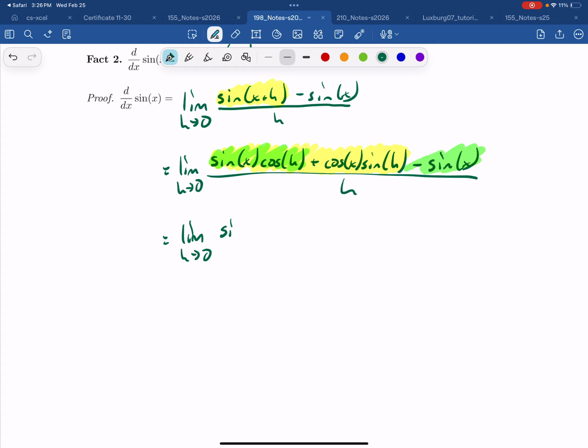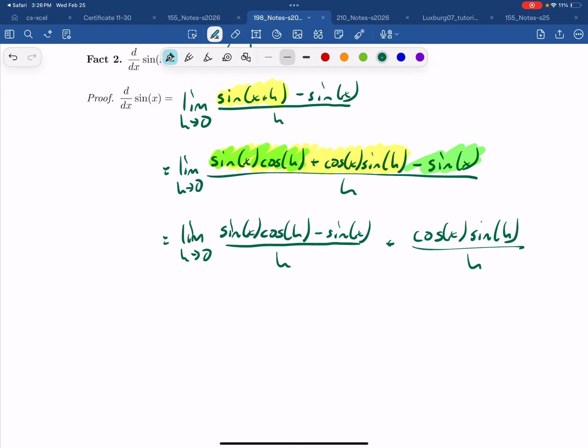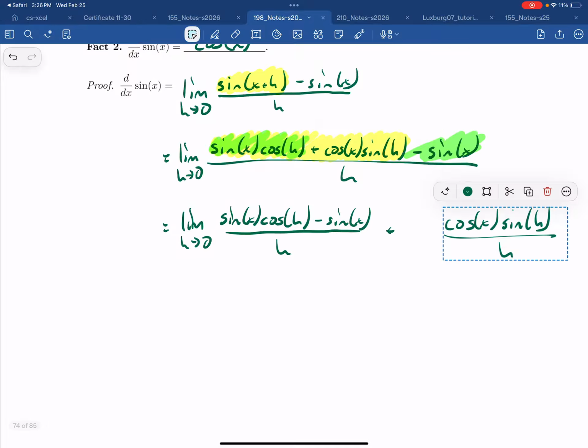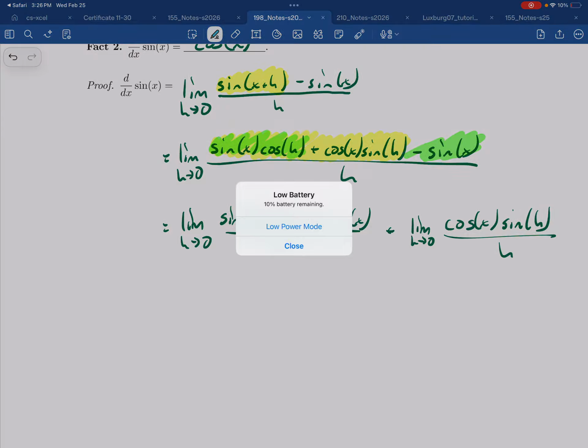And so we're going to get sine of x cosine of h minus sine of x over h. And I'm just going to split the fraction. You'll see why in a sec. Plus cosine of x sine of h over h. I could have put it all over h, but I'm just going to do it this way. And then, assuming these limits exist, which we're going to show in a sec that they do, we can stick an extra limit in there.